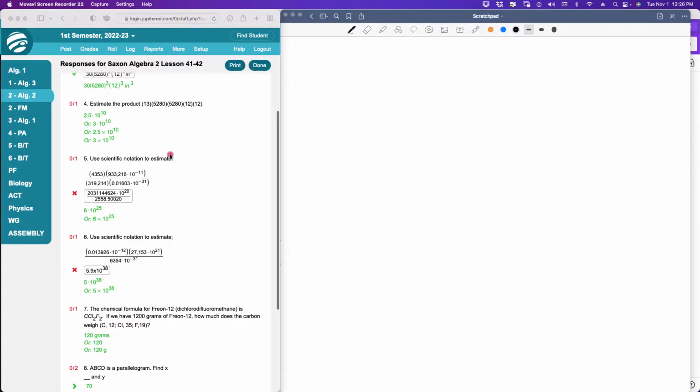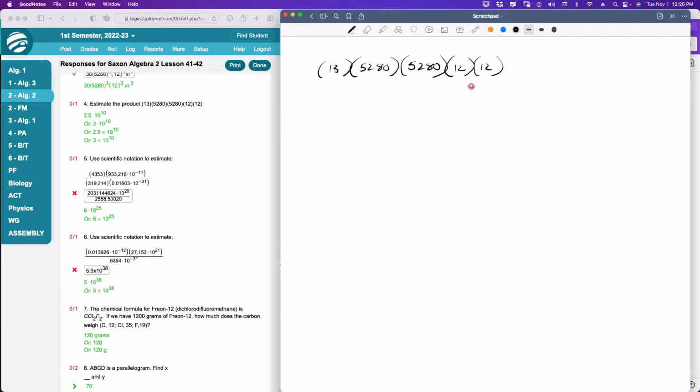All right. Estimating the product. So this is scientific notation, and we are going to estimate in multiplication. So we have 13 times 5,280 times 5,280 times 12 times 12. And this looks an awful lot like the previous problem we just did, only we have a 13 in front instead of a 30, and we have squared area instead of volume. So we're going to estimate and find the answer here.